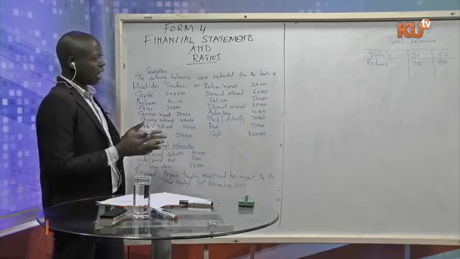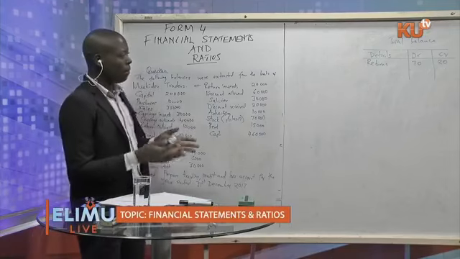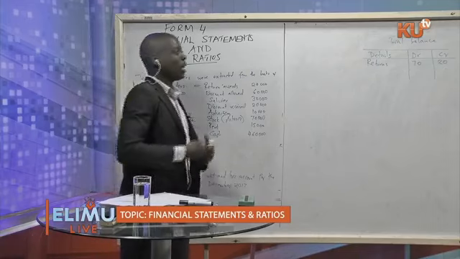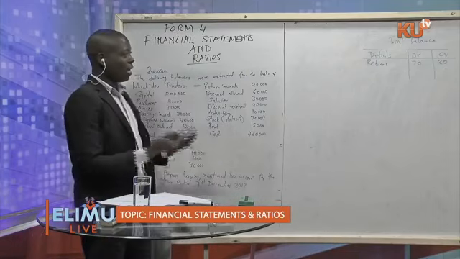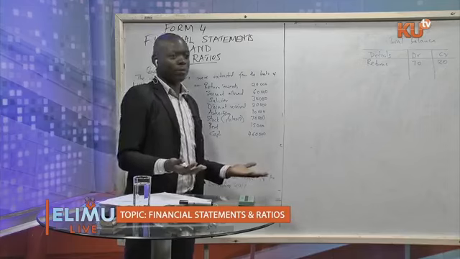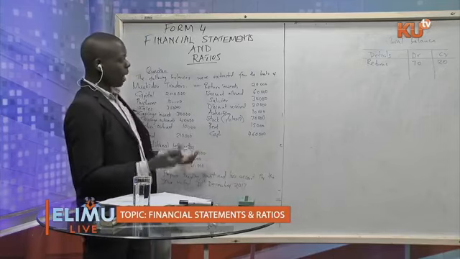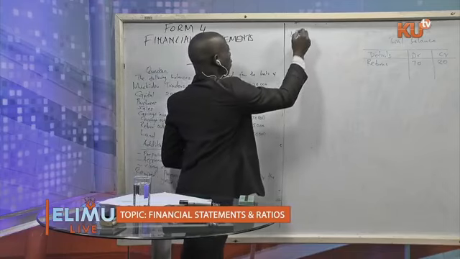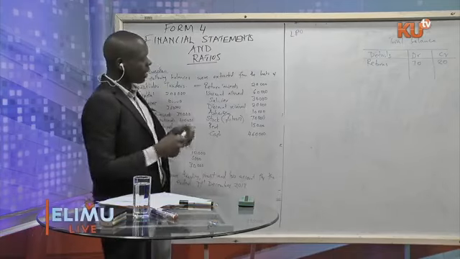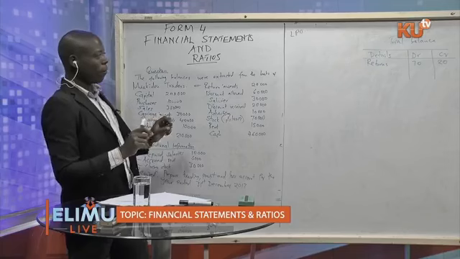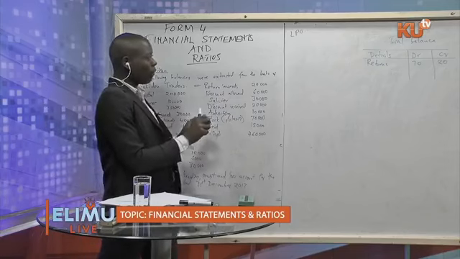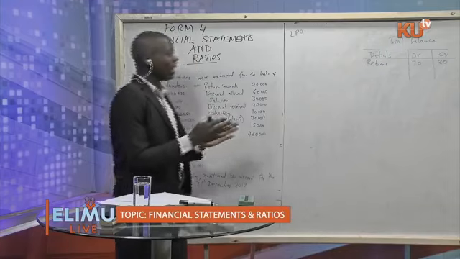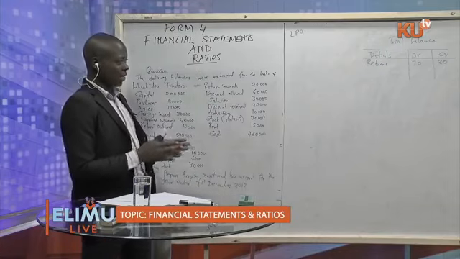Returns outwards are simply purchases returns. You had purchased goods, but now you take them back to the supplier. The reason could be the goods were defective, or they were of wrong quality, or perhaps the goods were not the ones that you ordered for in what we call the LPO, the local purchasing order. If you ordered for plates and they brought cups, then definitely you'll have to take them back. So in that case, we have what we call purchases returns.